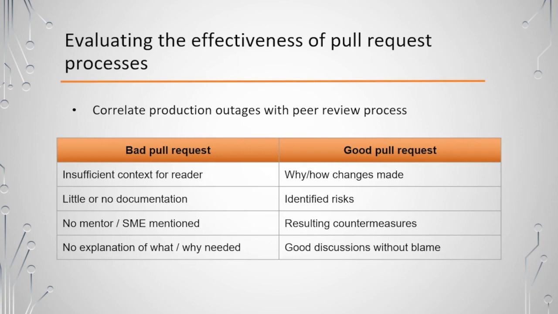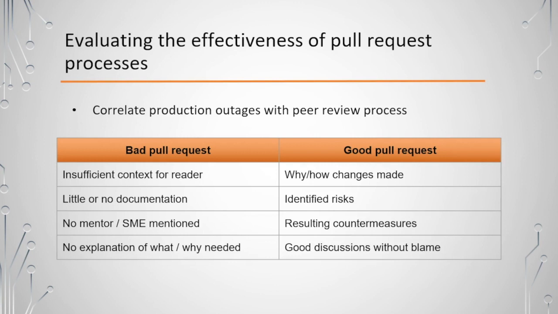One way to evaluate whether or not our peer reviews are working is to analyze production outages and how they correlate with the peer review processes. Another method is to evaluate the effectiveness of our pull request processes.